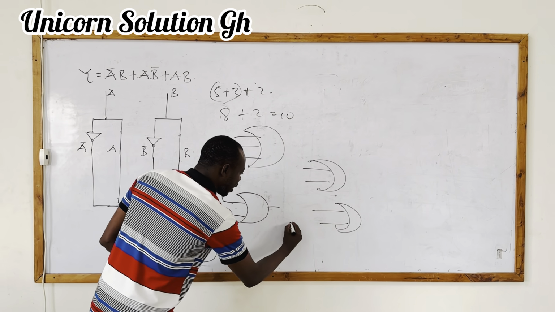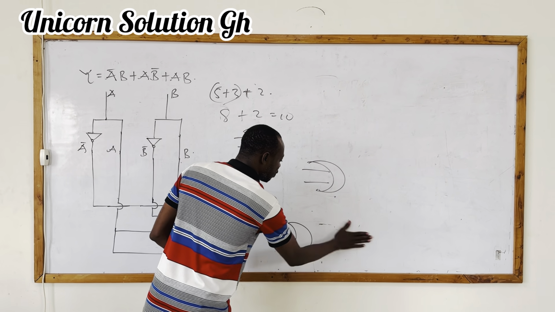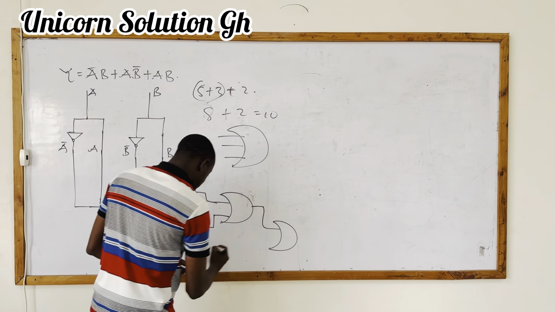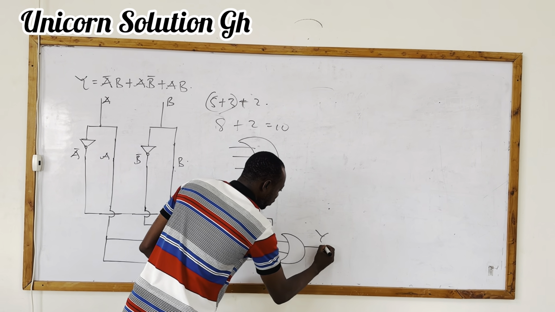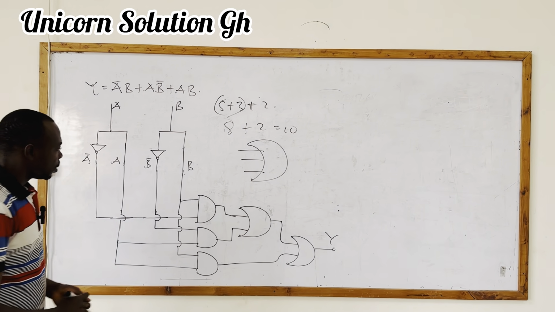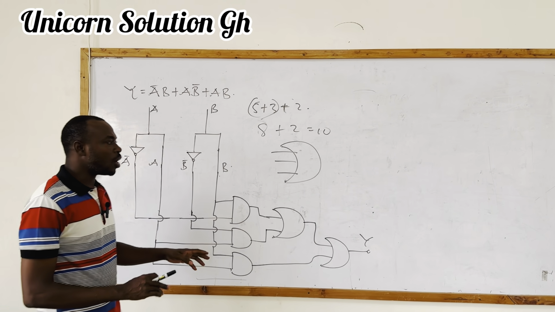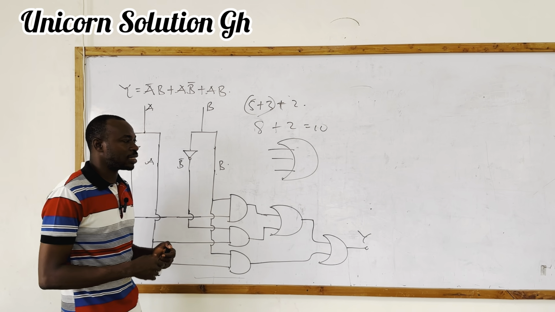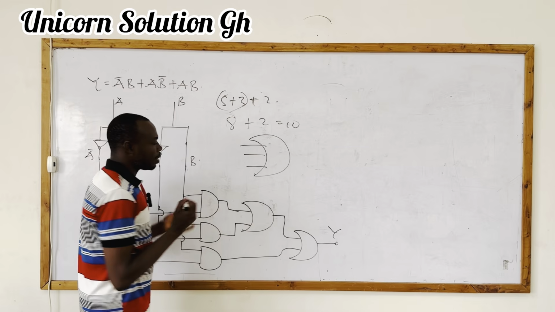So therefore, I can now have my OR gate like this. So let's take this one off. I have my OR gate like this. Then I connect this. Then I connect this one too. Then I have my output as Y. So finally, this is the combinational circuit that will be used to implement the table that we had as the solution to the problem statement that we started with. Now, let's continue.